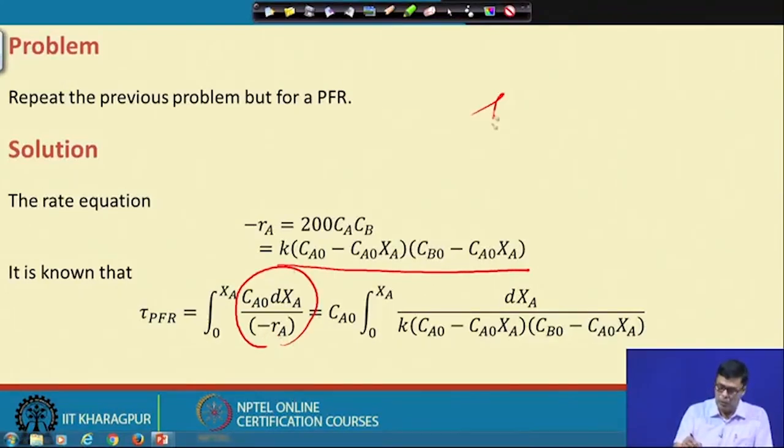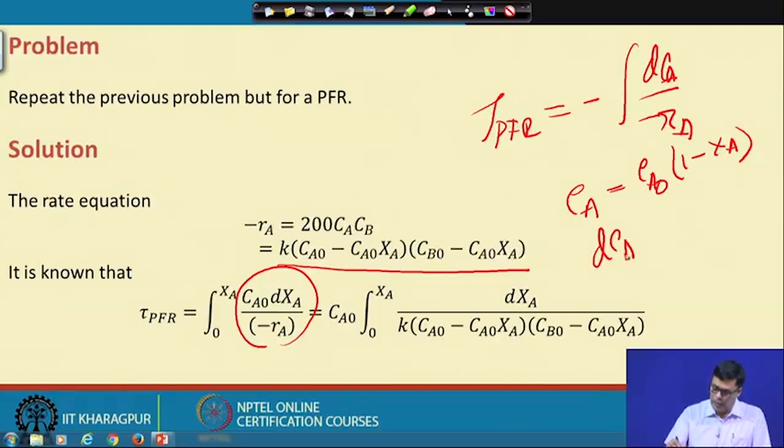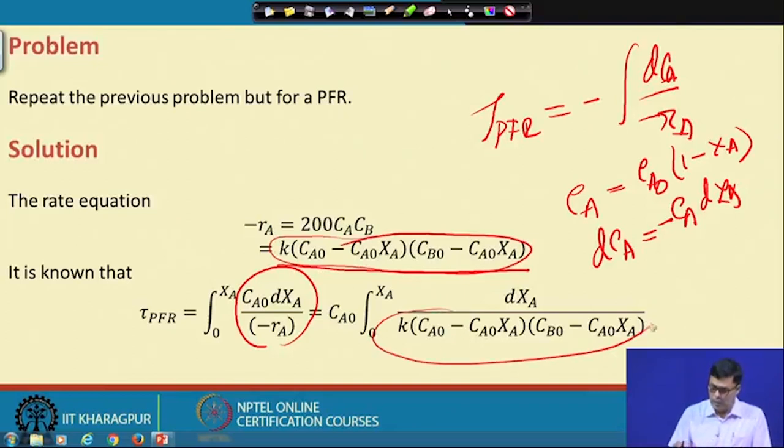I told you tau for the plug flow reactor is equal to the integral of minus dCA by minus RA. This RA is the same. For dCA, I told you CA equals CA0 into 1 minus XA. Now if you take dCA, it is equal to minus CA0 into dX. Here there is a minus sign, so minus minus will be plus. This is minus R, and the value of minus R I can take from here and put it in this equation like this.